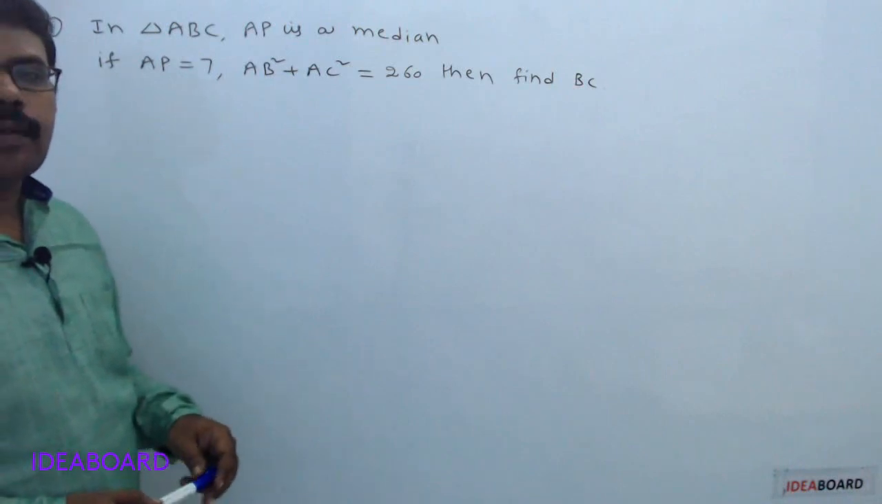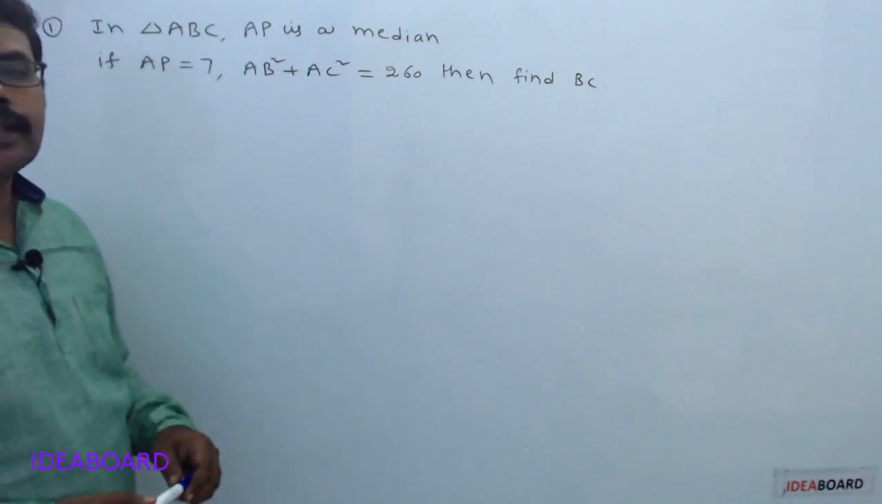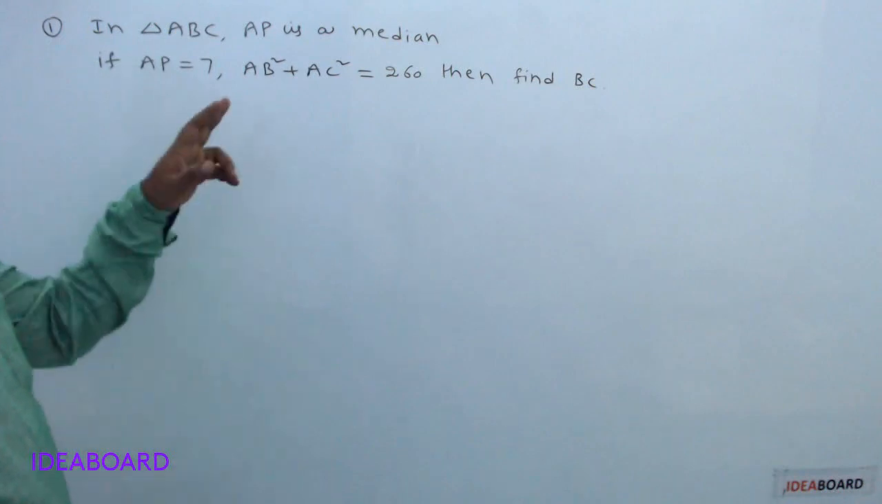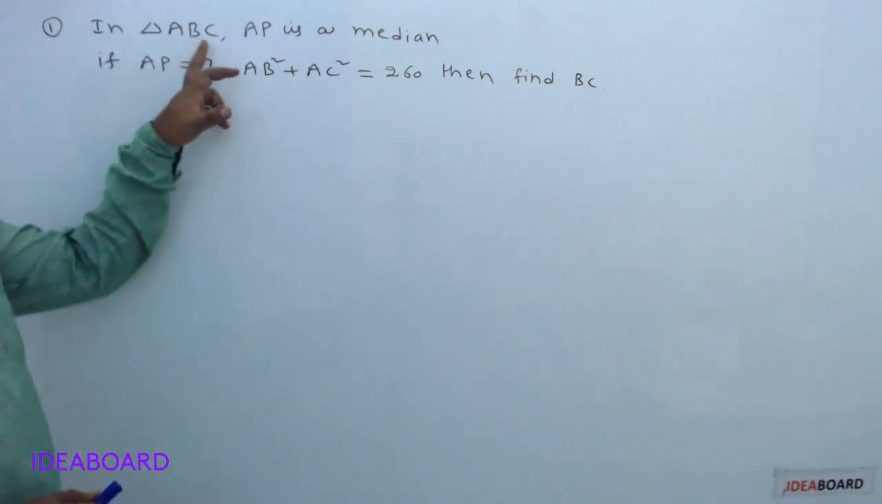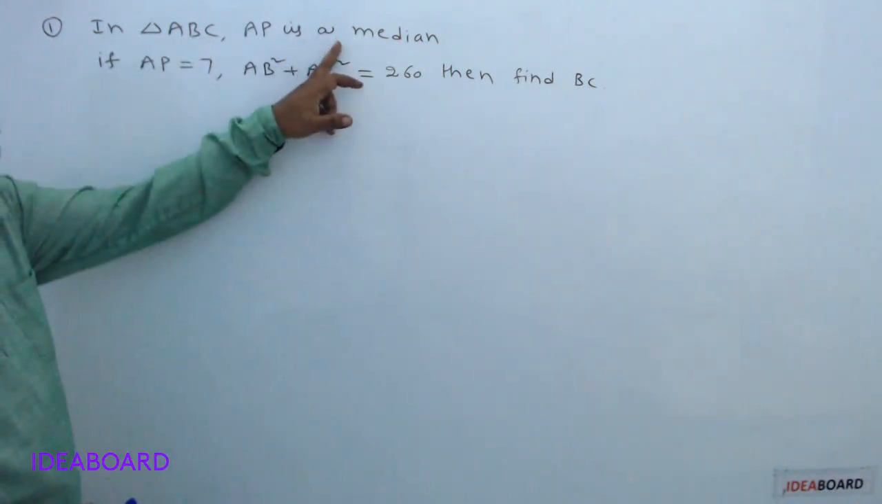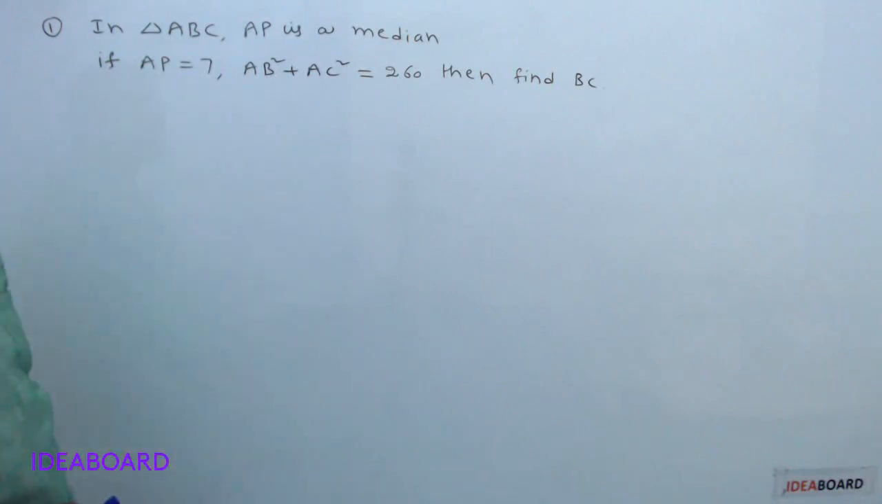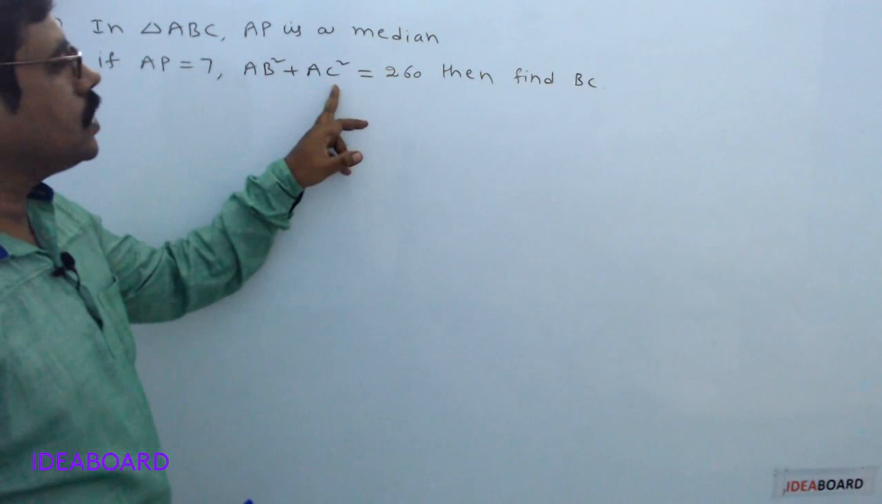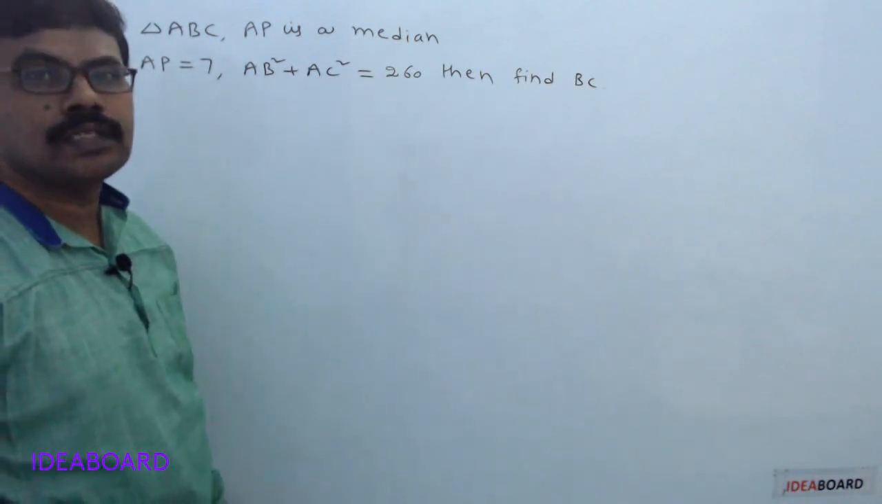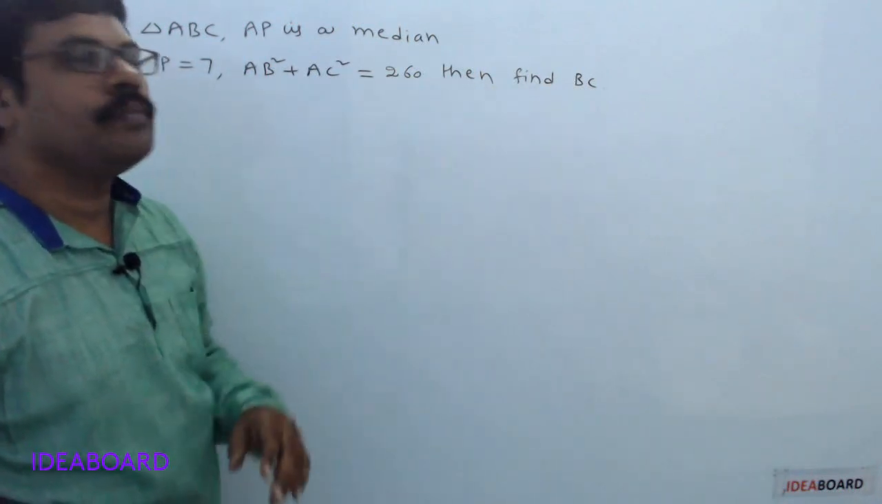Now, see a problem related to Apollonius theorem. What is the statement? In triangle ABC, AP is the median. If AP equals 7, AB square plus AC square equals 260, then find BC.